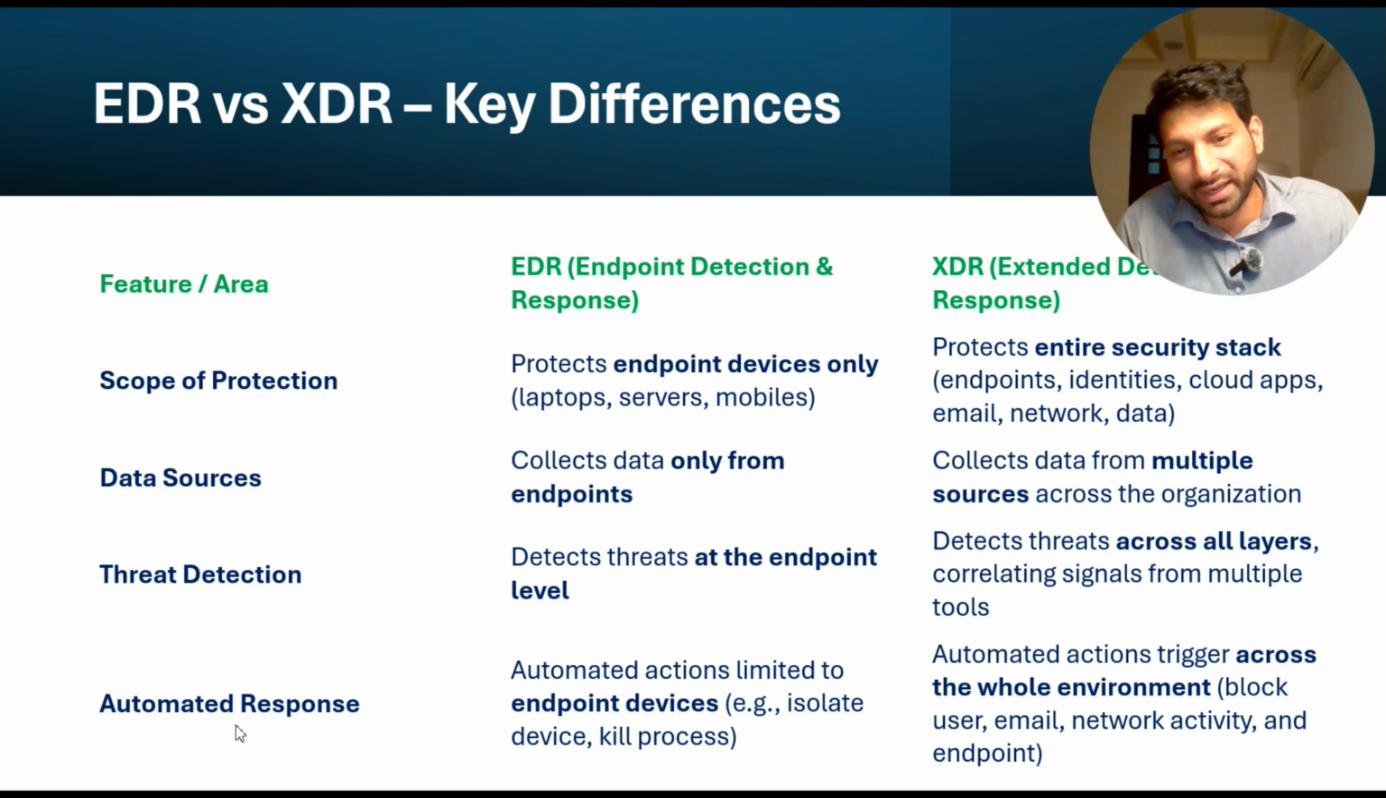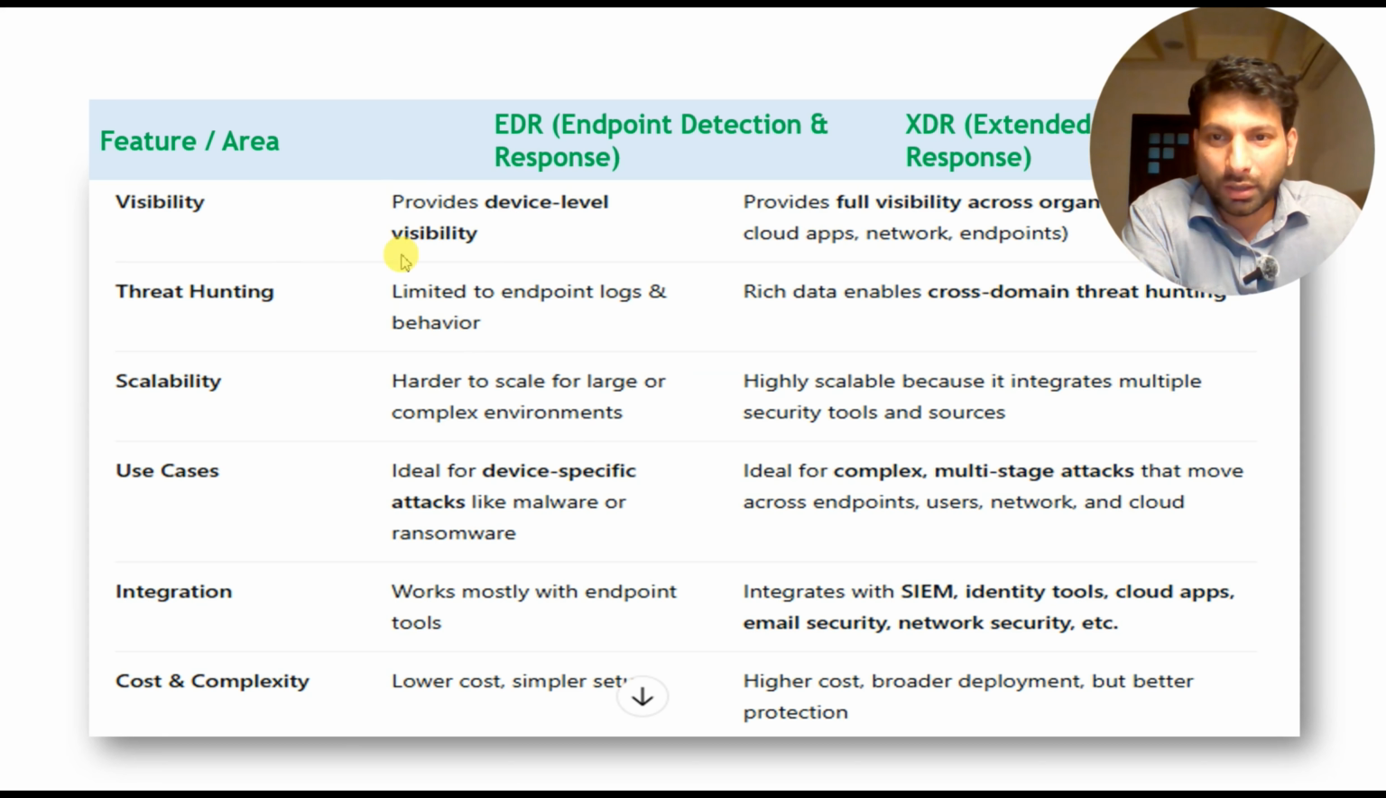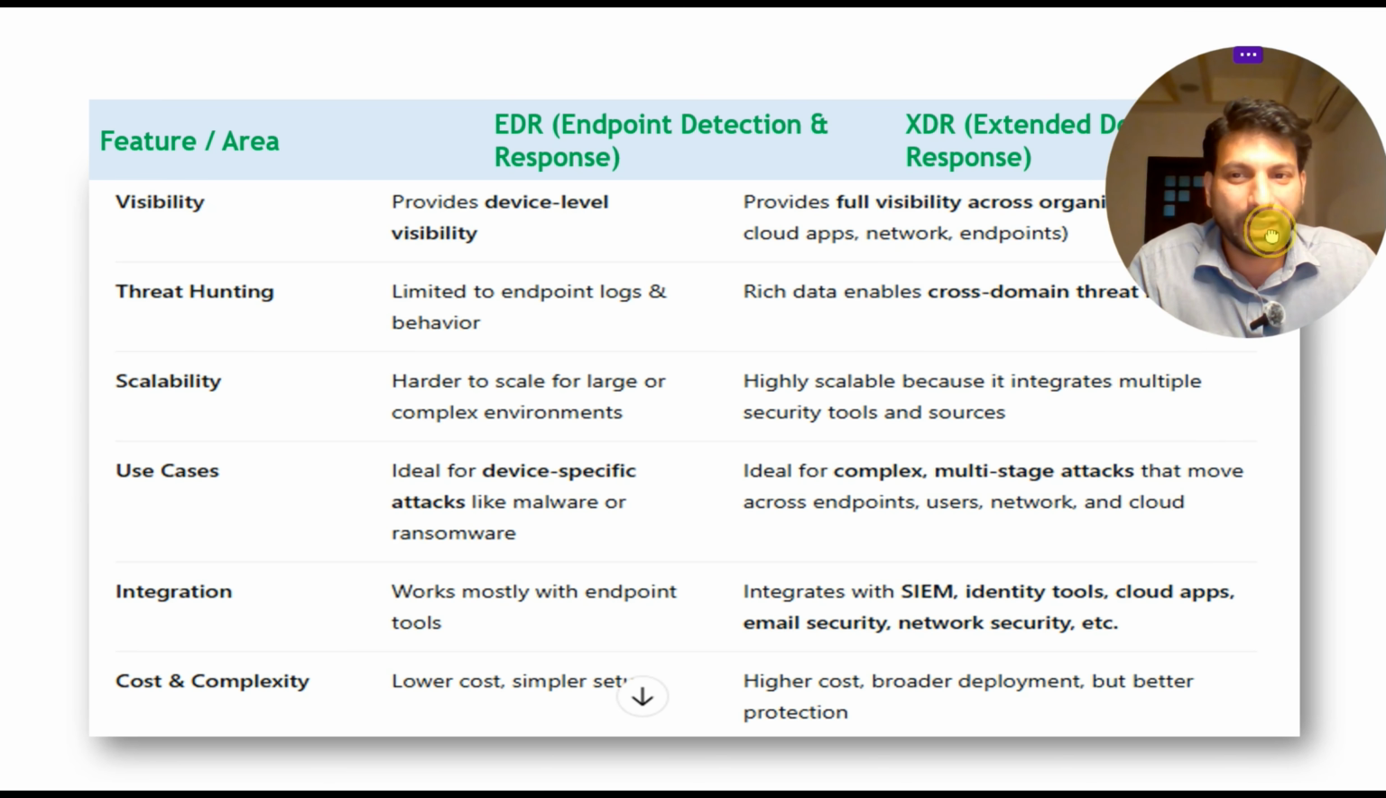Automated response: in EDR, automated action is limited to endpoint devices, like isolating the device or killing a process. But with XDR, automated actions trigger across the whole environment: blocking users, email, network activity, and endpoints. Then visibility: device-level visibility in EDR, but full visibility across the organization, cloud apps, networks, and endpoints in XDR. I hope you got an idea about the difference between EDR and XDR.